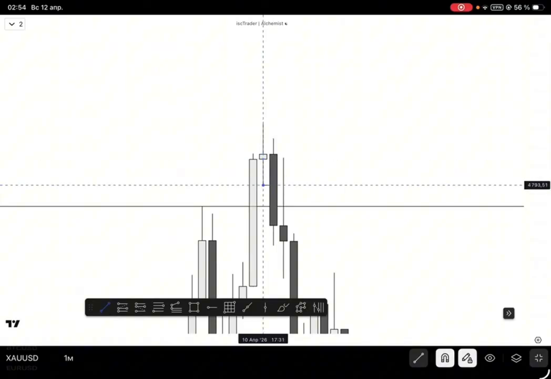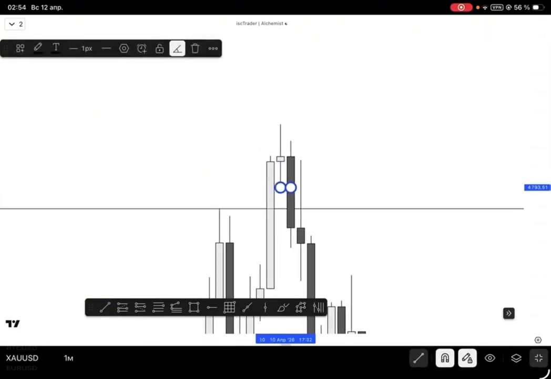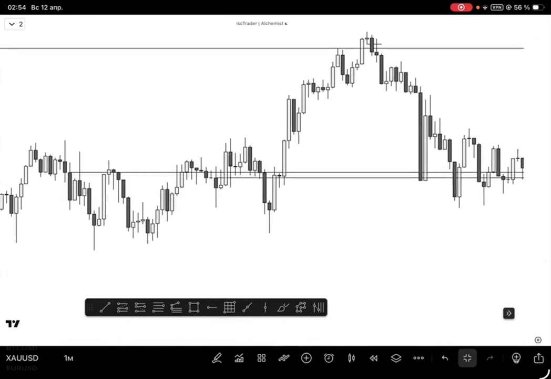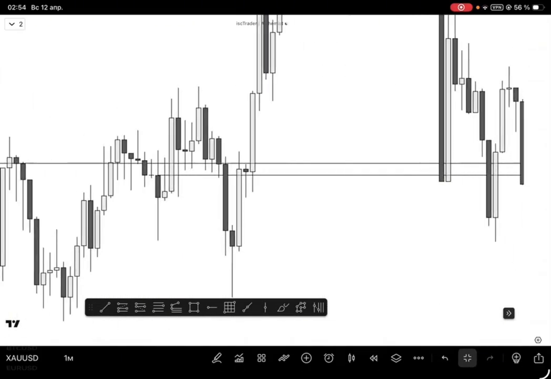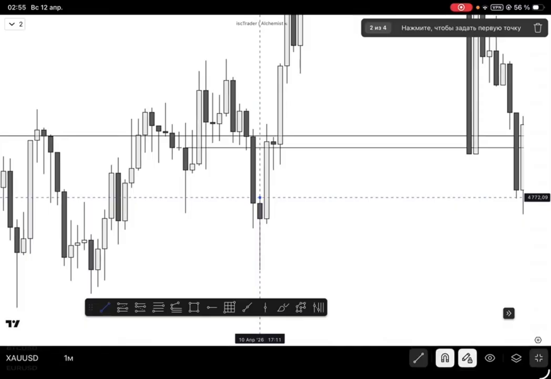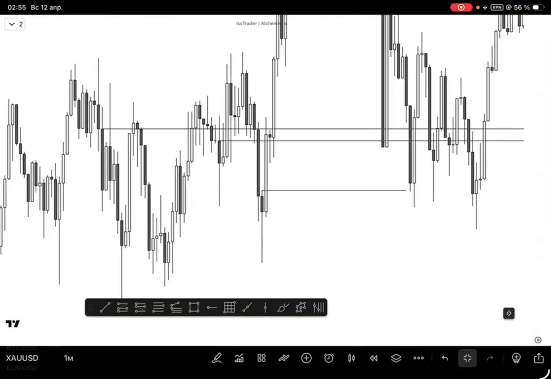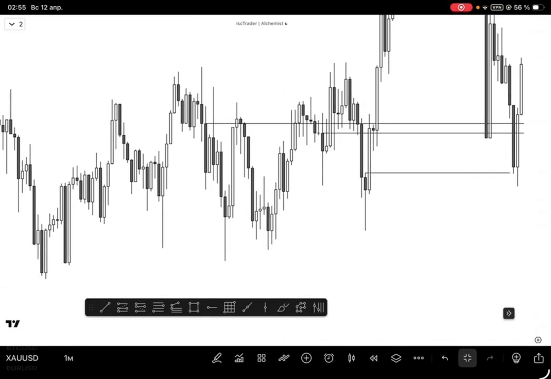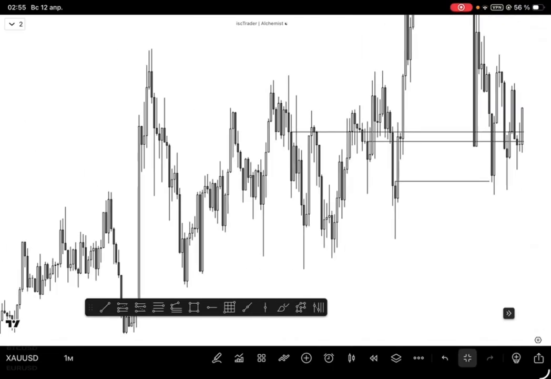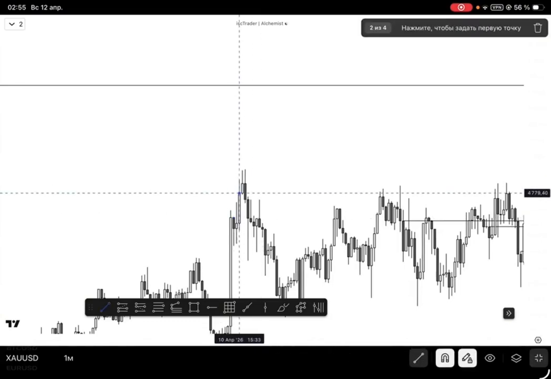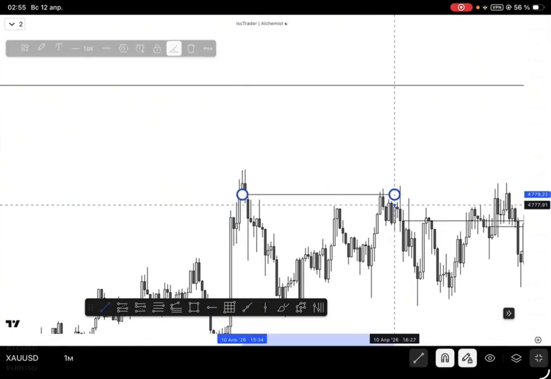Engulfing order block. Engulfing patterns, order blocks. Order block.